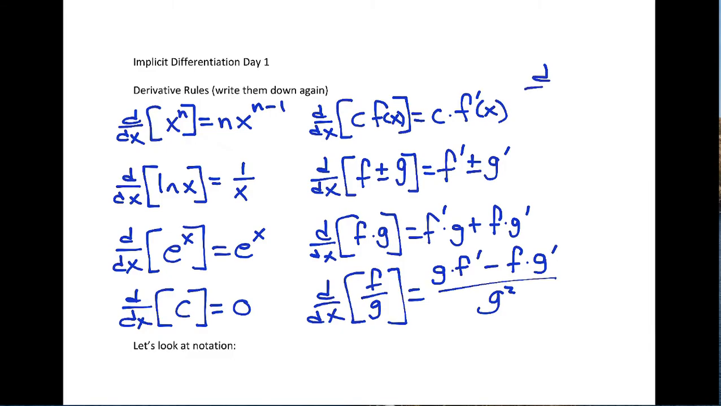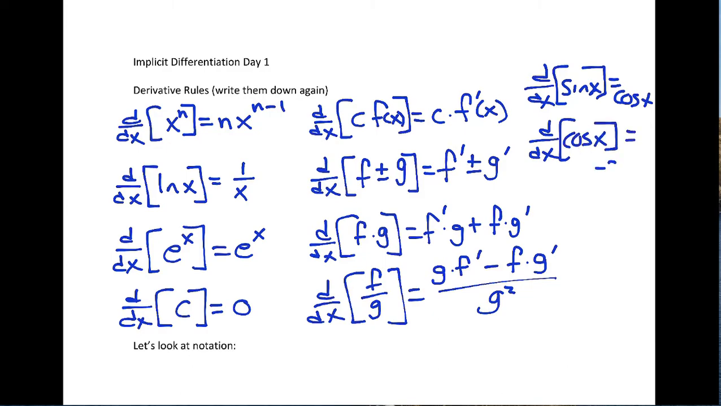I guess I forgot the derivative. Sorry, the derivative of sine is equal to cosine. Derivative of cosine is equal to negative sine.